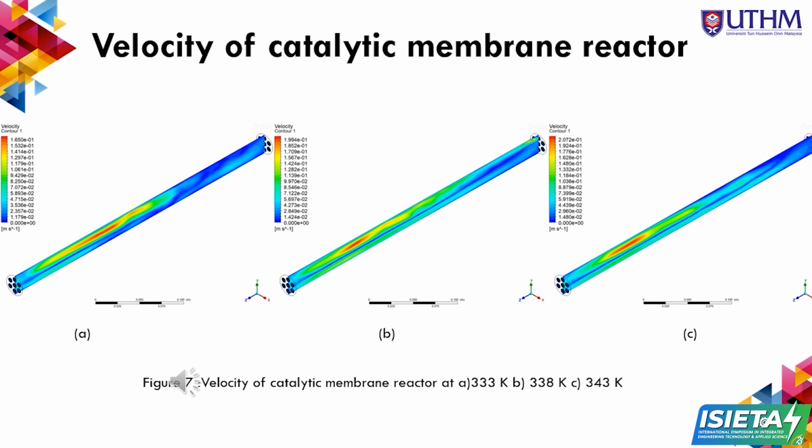The highest velocity among the others, 338 Kelvin, produces an unstable flow loop and lowers the residence time for biodiesel production. The highest velocity was observed at the center of the catalytic membrane reactor, but this point came down gently by getting closer to the end of the catalytic membrane, which is due to gravitational force.